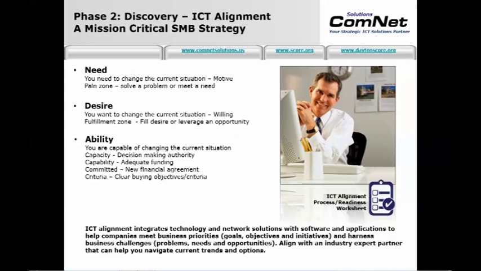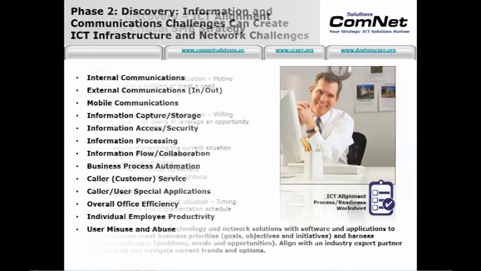Criteria, do I understand what my buying objectives are and criteria? And we're going to help you with that one. And lastly, opportunity. Are you ready to change the current situation now? Is this a good time in the next 3 to 6 months to do an evaluation and make a change? ICT alignment integrates technology solutions with software and applications to help companies meet priorities and harness challenges. Aligning with industry expert partners like ComNet can help you navigate current trends and options in technology and network connections.